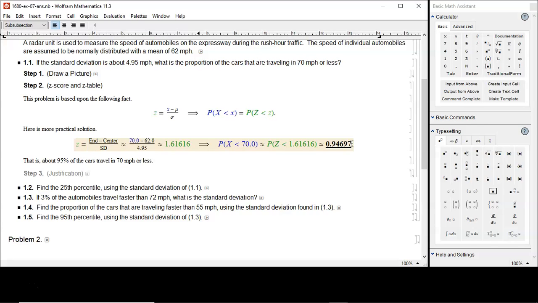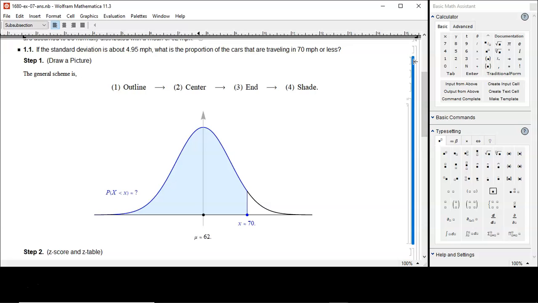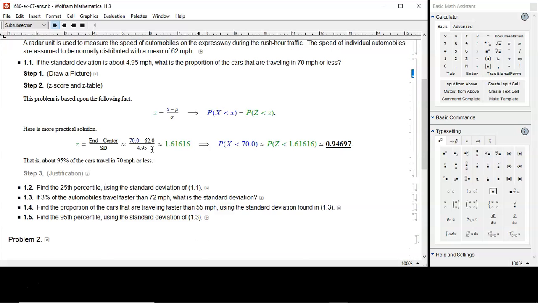After drawing the picture, of course, I give a little more freedom to 3000 level students, and I'd also like you to know what mu and sigma mean. This may be a bit too elementary, but it works well for the 1680 level. End minus center over SD is 70 minus 62 over 4.95. Calculate, and you get the z-score.